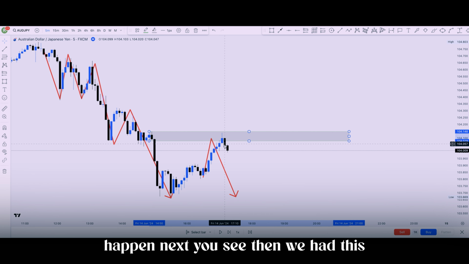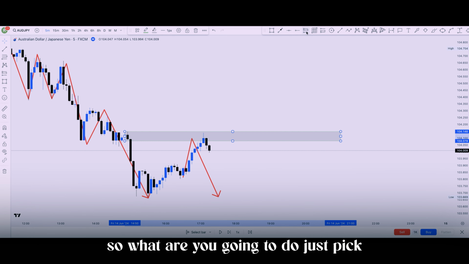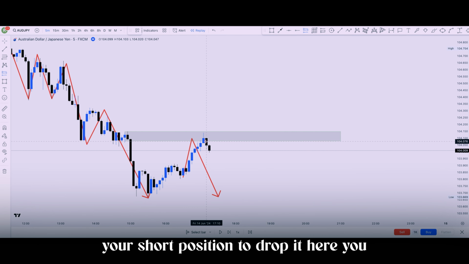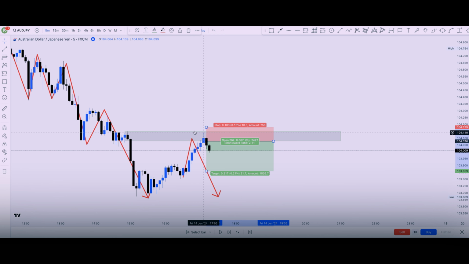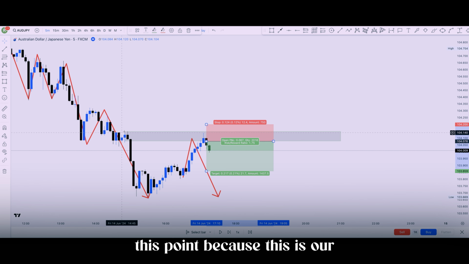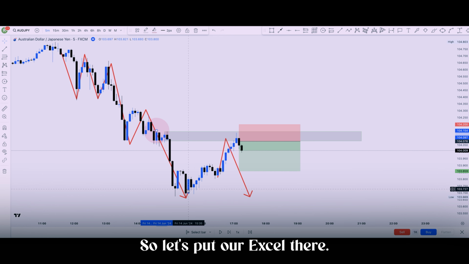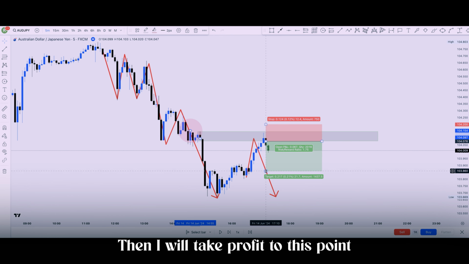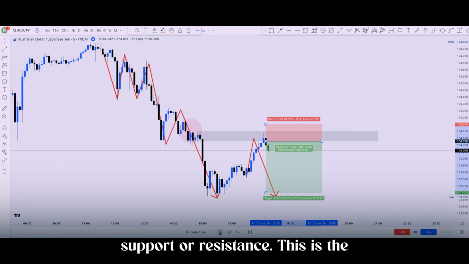You see, then we had this engulfing candle to the downside. So what are you going to do? Just pick your short position and drop your stop loss a little above this point. Let's take it a little above this point, because this is our previous high here. This has now become our previous high. So let's put our stop loss there, then our take profit at this point too. I take profit at the nearest support or resistance.